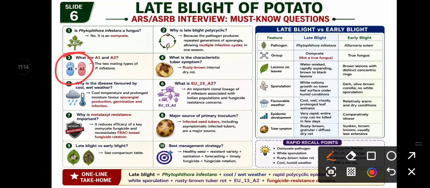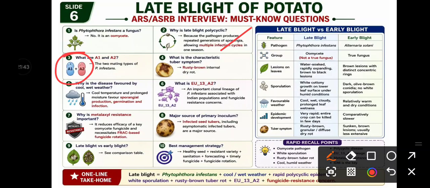Then why is this late blight polycyclic? Because multiple infection cycles are there in a single season, so we will call it a polycyclic pathogen. Then the characteristic symptom on tuber is rusty brown internal lesion, internal dry rot is there, and on the surface of the tuber you will get brownish irregular lesions.